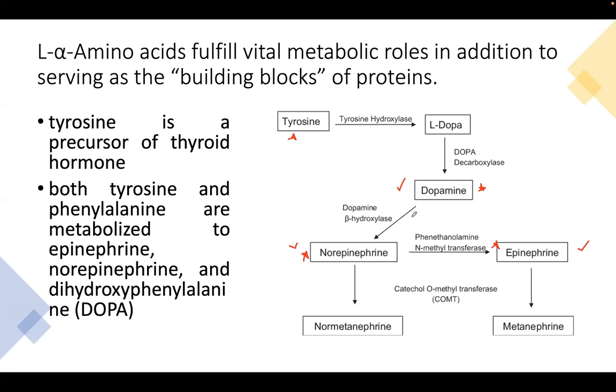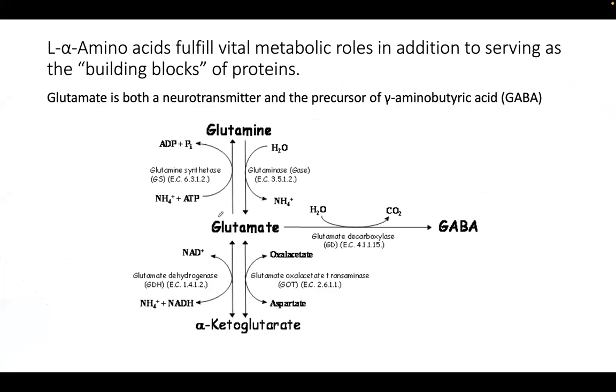Now, what do we call the collective term for these proteins? Dopamine, norepinephrine, and epinephrine. What is the collective term? Okay, so we call them the catecholamines. Now we mentioned this earlier that glutamate is a neurotransmitter and it is a precursor of GABA. So here is the famous glutamate decarboxylase, converting glutamate to GABA.